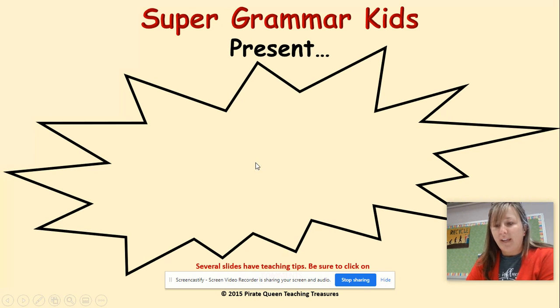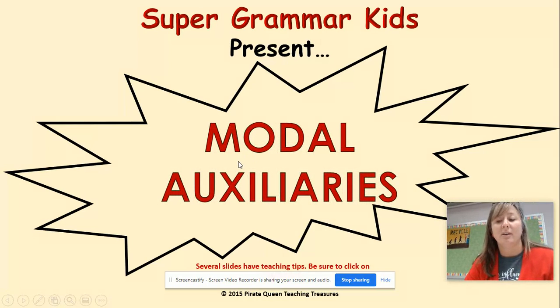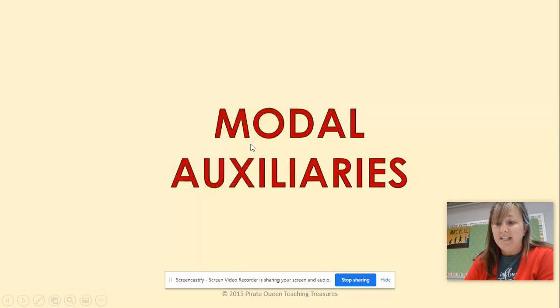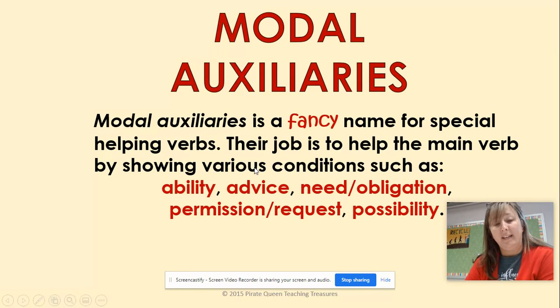Today we're going to be doing a mini lesson on modal auxiliaries. And this is how you spell it because I know that's a hard word to spell. Today you're going to learn how to use modal auxiliaries in sentences. And you're going to learn how to do it correctly.